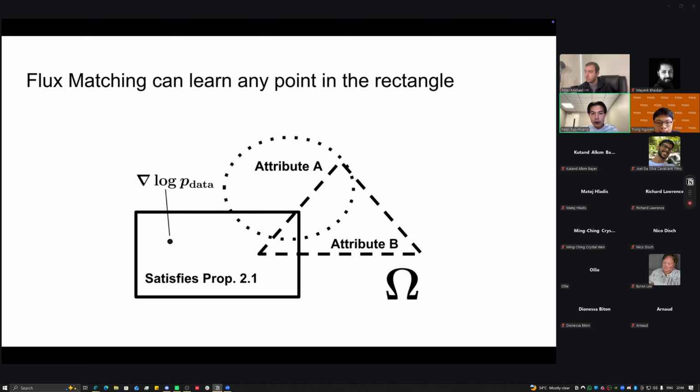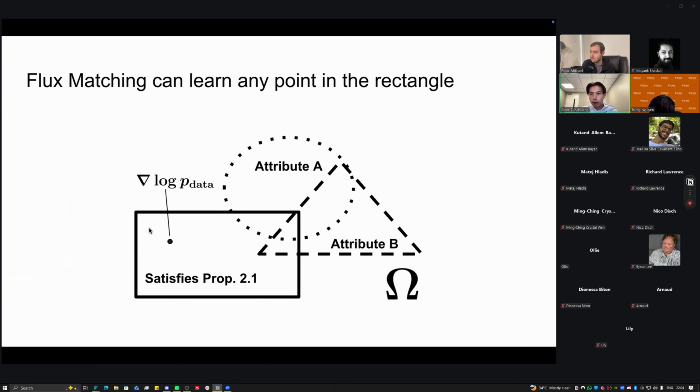So with this loss, we can now essentially learn any point, or any vector field, within this rectangular box, which represents all the vector fields that can loosely generate data. But you don't know which one, right? You have learned no constraints right now. With flux matching, it's an unconstrained, underdetermined problem. There are many vector fields that satisfy Prop 2.1, and flux matching right now treats any point within this as a minimizer of the flux matching loss.